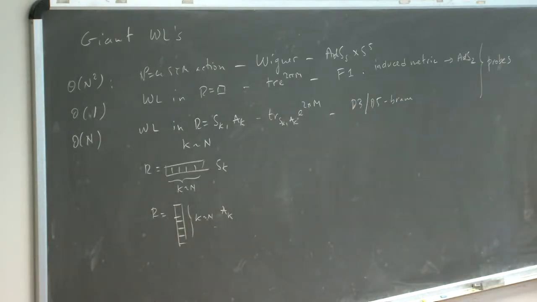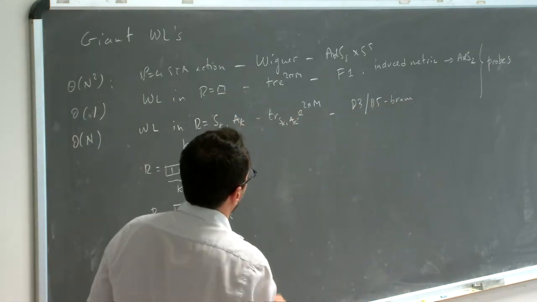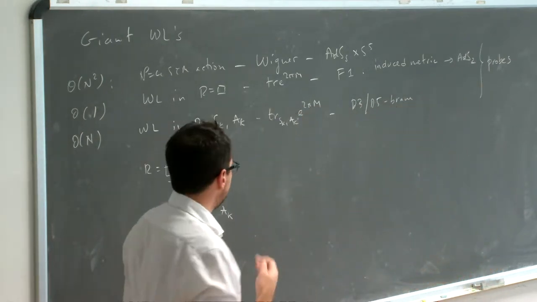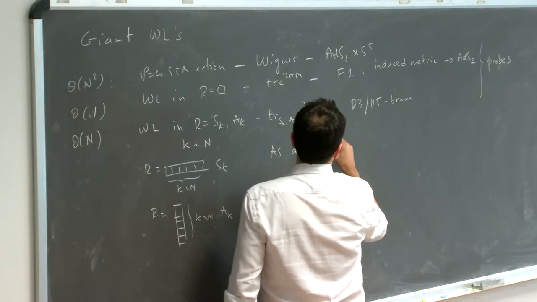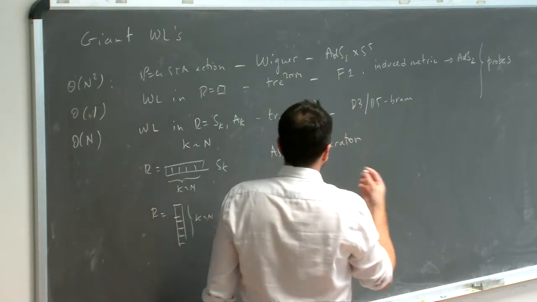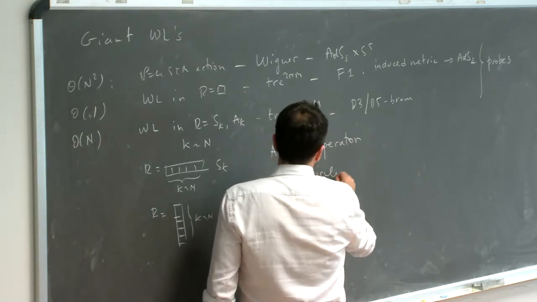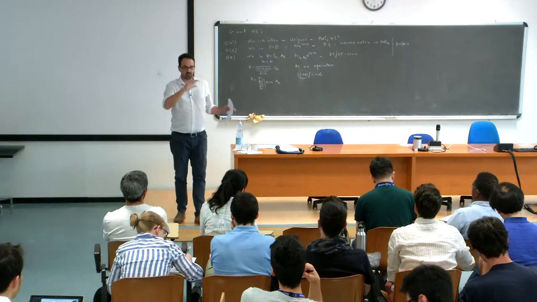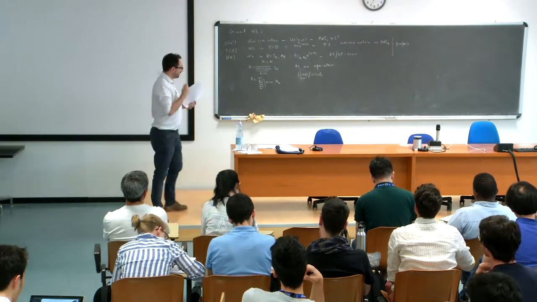And how do we understand, for example, this AdS2 factor from a symmetry point of view? Well, as an operator, the Wilson loop insertion is either a line or a circle. It's actually simpler to think about the line, although the result doesn't change if we consider a circle. It's just that the way the symmetries are realized is different. But let's think about the line.